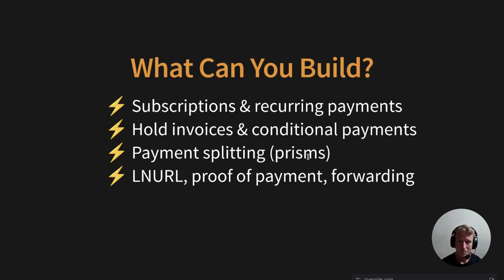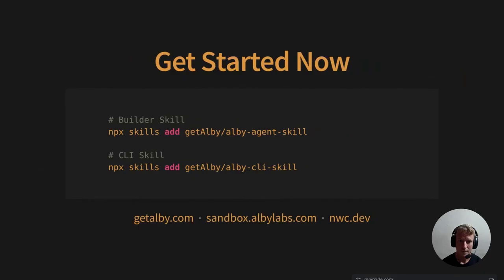You can do Prism, so if Alice sends a payment to Bob, he can forward some part of it to Charlie and David. And there's Lightning address stuff and checking pre-images, which is like a proof of payment. So quite a cool, a lot of stuff you can do. So yeah, really just one line and you give your agent everything it needs.